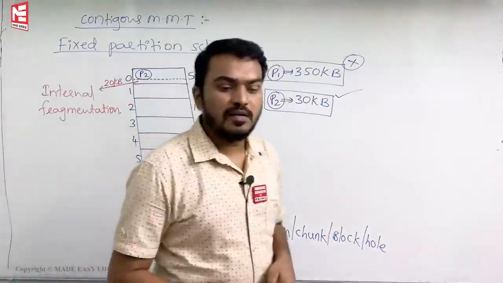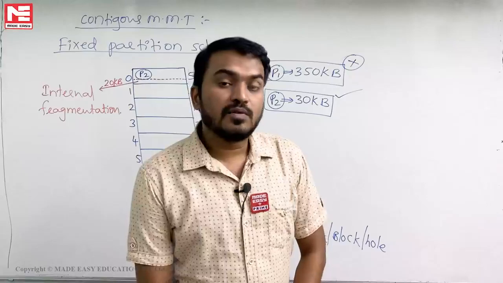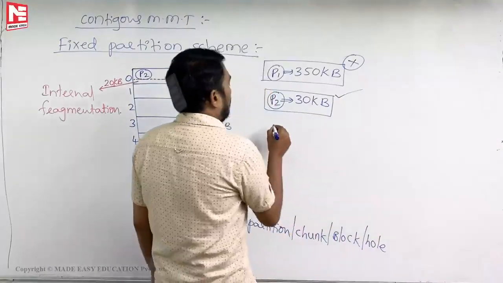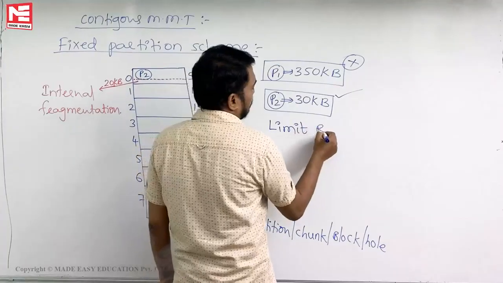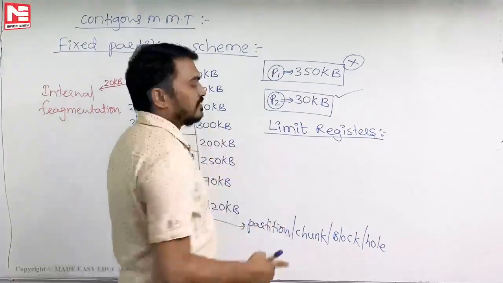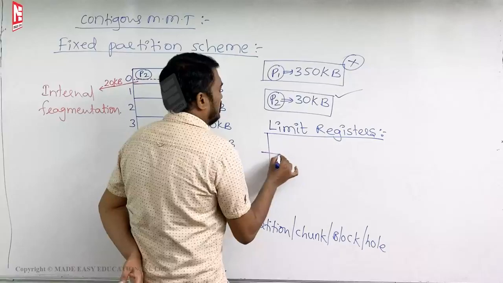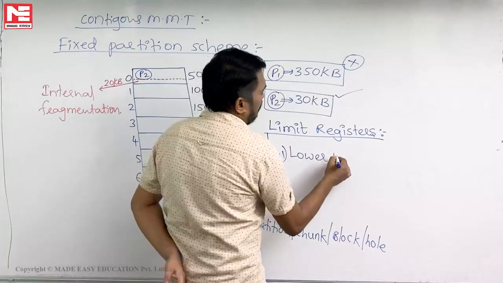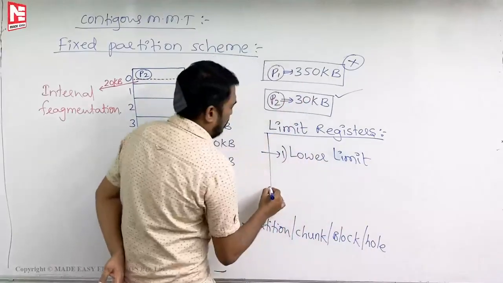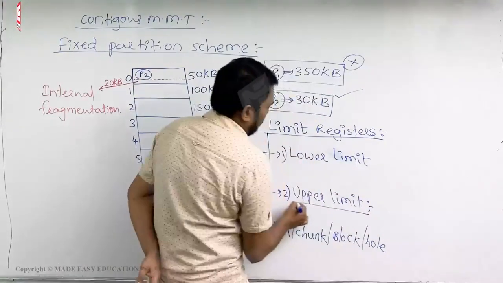Write the next point. Every partition is associated with the limit registers. I am writing it here. Every partition is associated with the limit registers. You will have two limit registers. Copy it. One is the lower limit, and the next is the upper limit. So lower limit and upper limit.